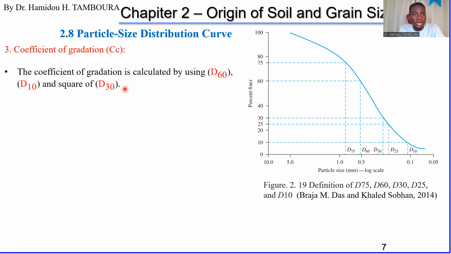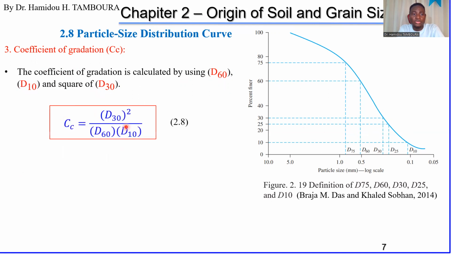So how do we get this coefficient? It is obtained from D60, D10, and D30 by this equation. You take D30 squared and divide it by the product D60 multiplied by D10. It will give you this coefficient. So remember, this coefficient tells us about the gradation of the soil.